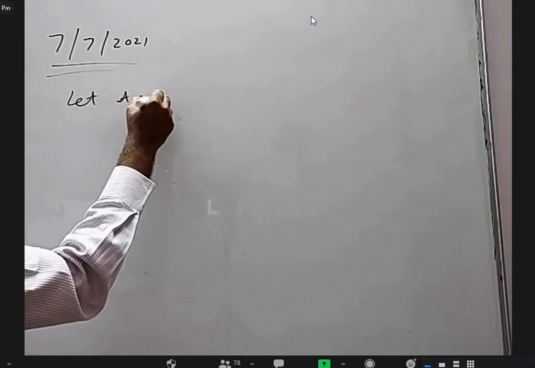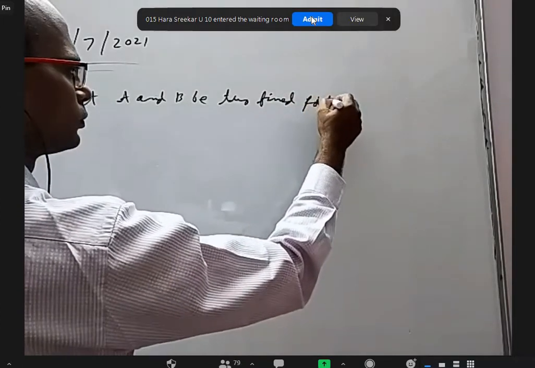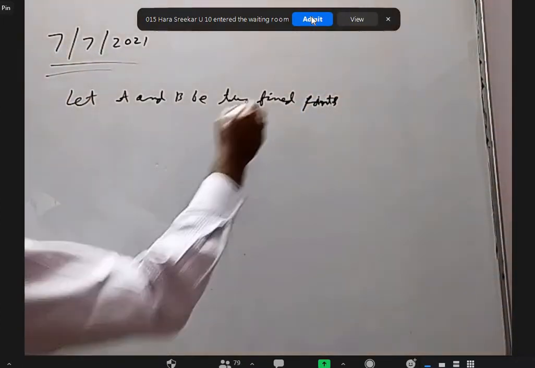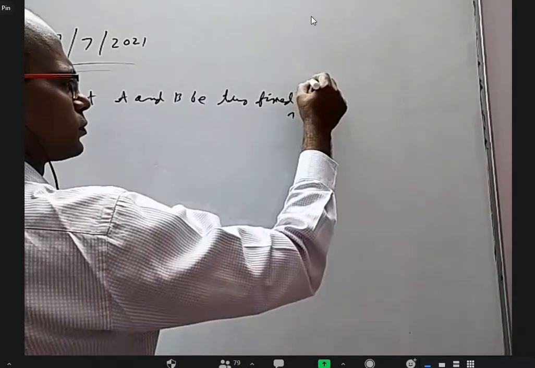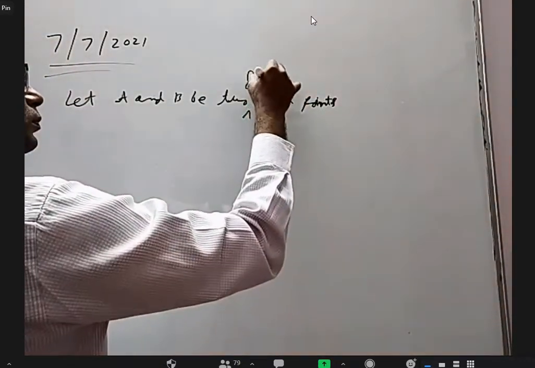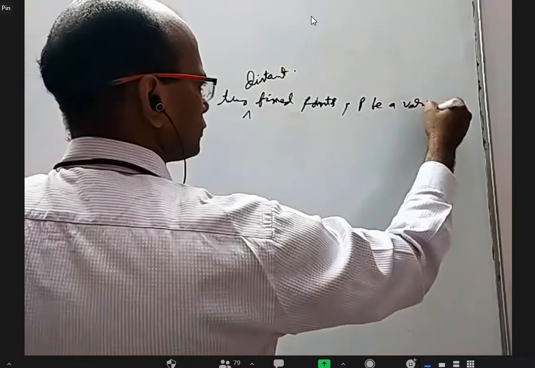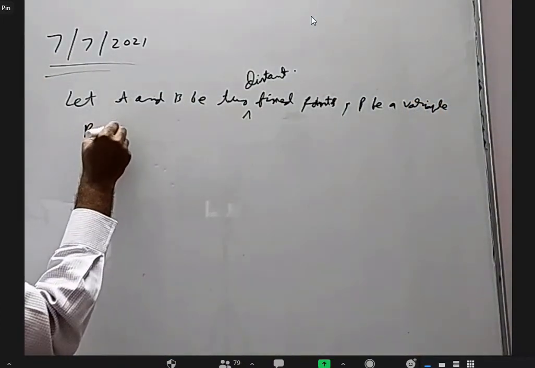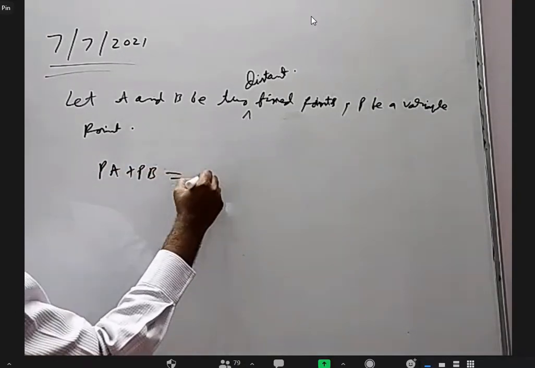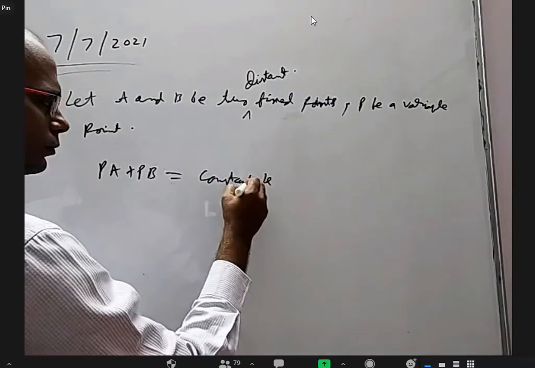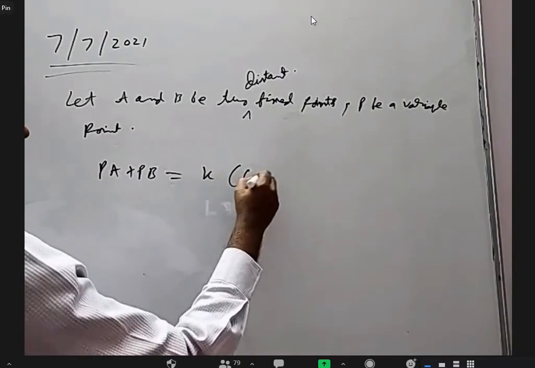Let A and B be two fixed distinct points, P be a variable point, such that PA plus PB is equal to a constant K. You can write K and in the bracket, constant.